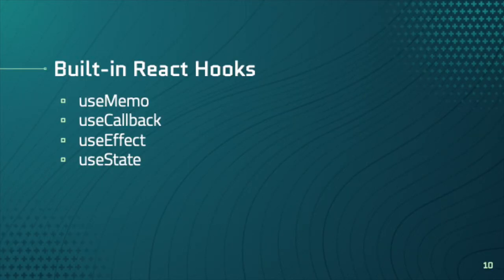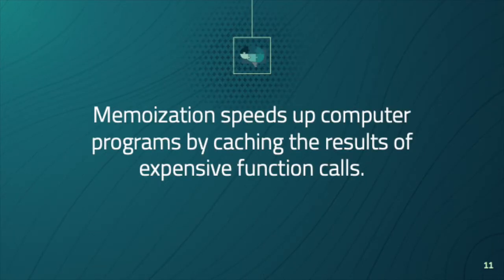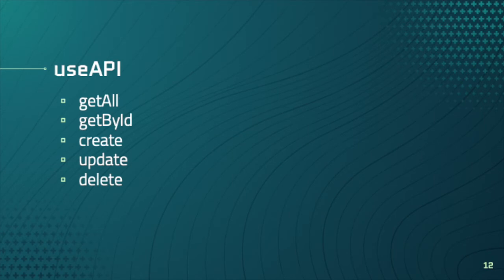Built-in React hooks that were used: useMemo, useCallback, useEffect, useState. These hooks are designed for storing memoized values, callbacks, and simple component state data, as well as performing side effects. Memoization is an optimization technique used primarily to speed up computer programs by storing the results of expensive function calls and returning the cached result when the same inputs occur again. The custom hook useApi was implemented. The API used for the research is RESTful, and therefore the API calls can be easily reused by only providing the entity name in configuration and a callback.